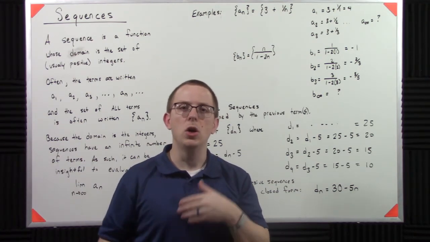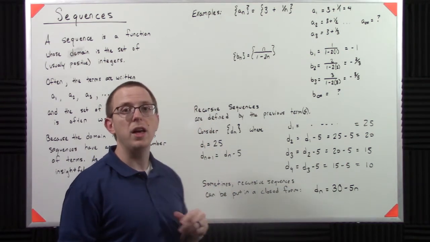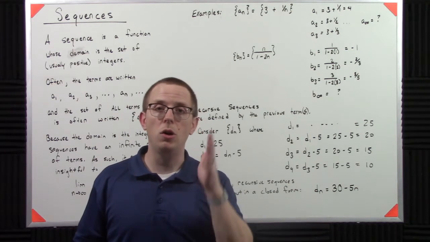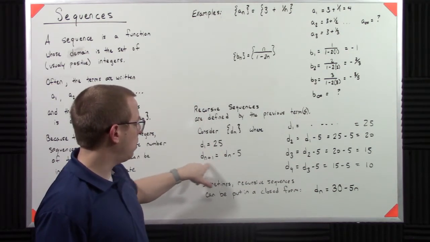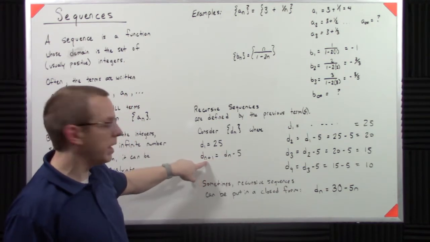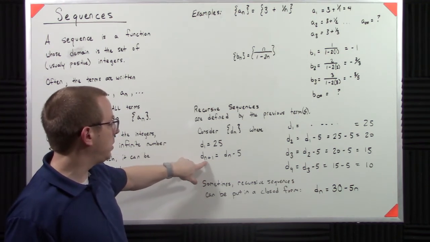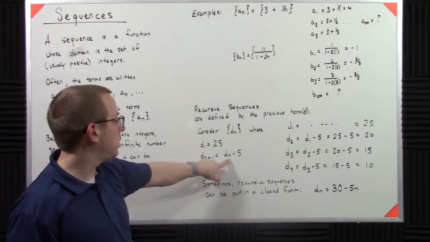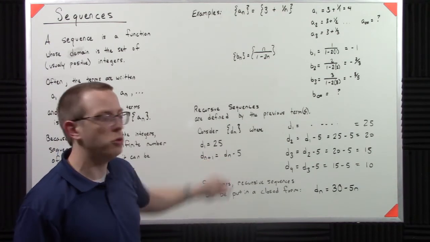So what we say is, look, I know the first term is 25. And all I know is that each term is 5 less than the previous one. So I say, okay, each term is the previous one minus 5. See that sort of notation? It's d sub n plus 1. So for instance, if this is d3, then this is d2 because this is one more than that one. So d3 is equal to d2 minus 5.